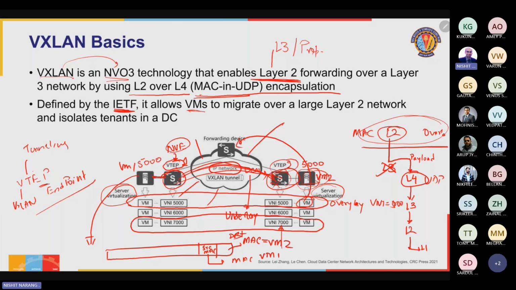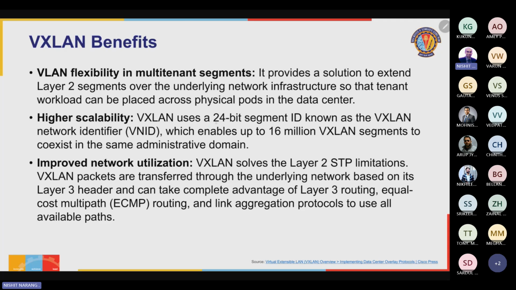Okay. So the benefits of using VXLAN is that, one, of course, it helps you create those tenant-specific networks or overlay networks. But the bigger benefit is it's highly scalable. Instead of using a 12-bit VLAN ID, it actually uses a 24-bit segment ID, which we have called the VXLAN network ID or VNID.